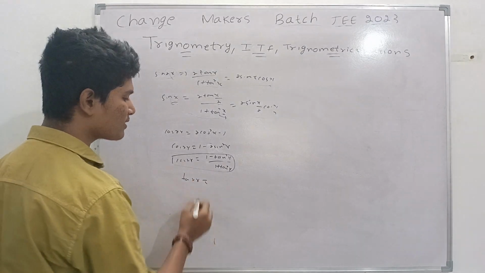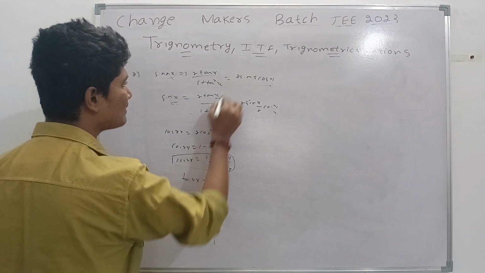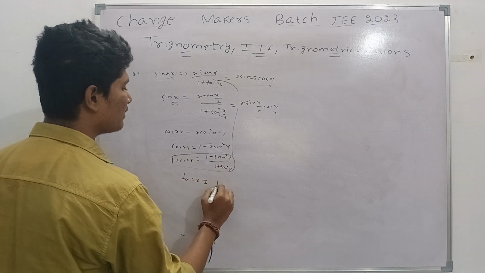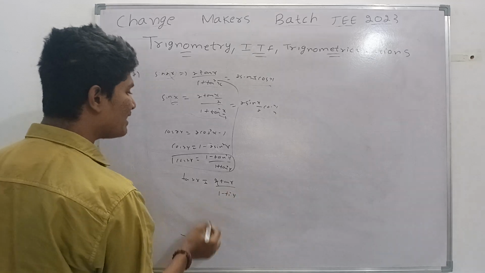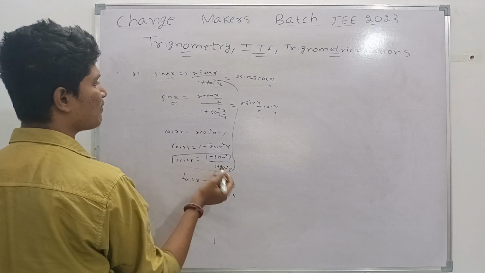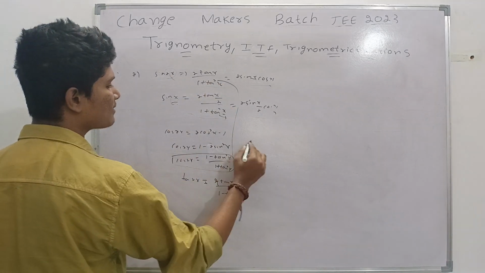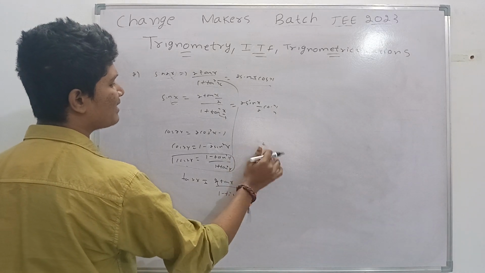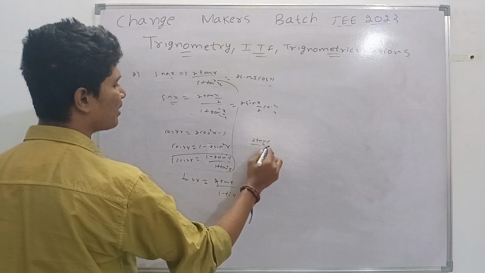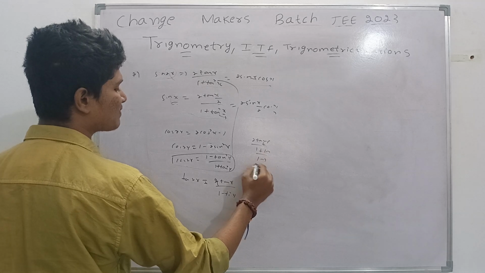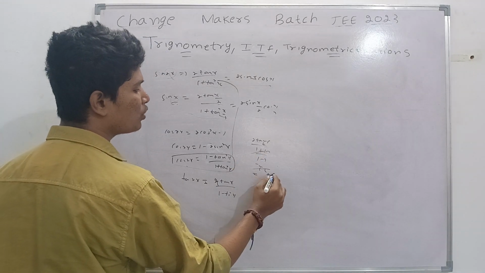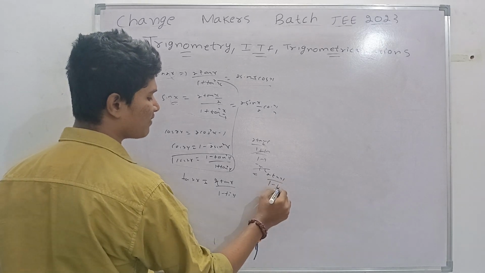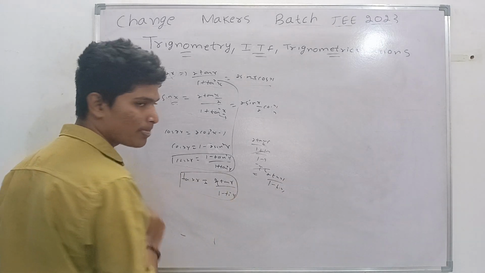Next, tan 2x. What is the formula of tan 2x? It is the same as this formula, but with a slight change: 2 tan x divided by 1 minus tan square x. You can easily verify that sin 2x by cos 2x equals tan 2x. So 2 tan x divided by 1 plus tan square x, divided by 1 minus tan square x divided by 1 plus tan square x. The 1 plus tan square x cancels. 2 tan x divided by 1 minus tan square x is the formula for tan 2x.